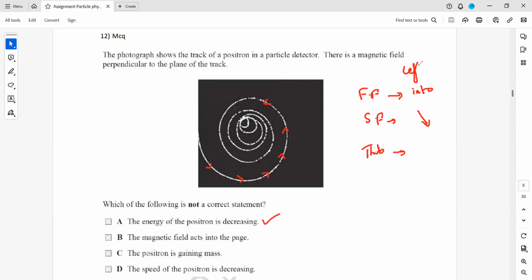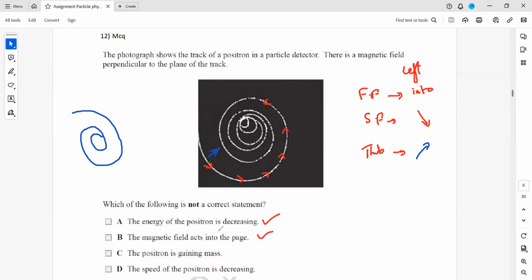You have to use the left hand. When you apply the rule, the index finger is pointing into and the second finger is representing the direction of the particle, so the thumb is pointing towards the center in this way. That means the magnetic field is into. Because if the magnetic field was out, then the particle would move the other way around. But because the magnetic field is in, statement B is correct.